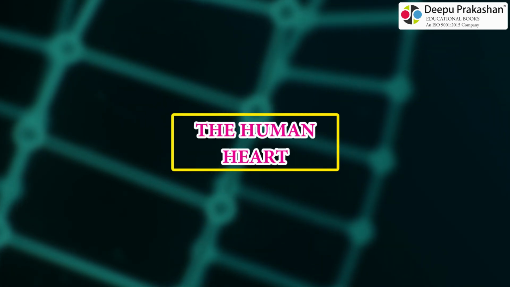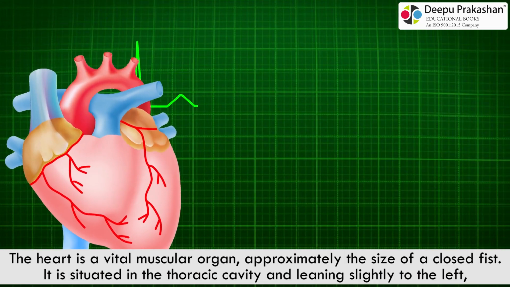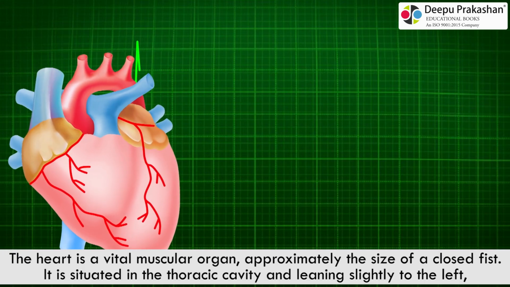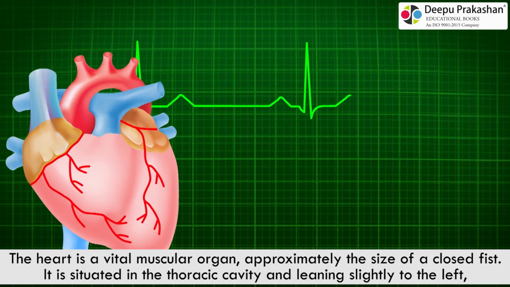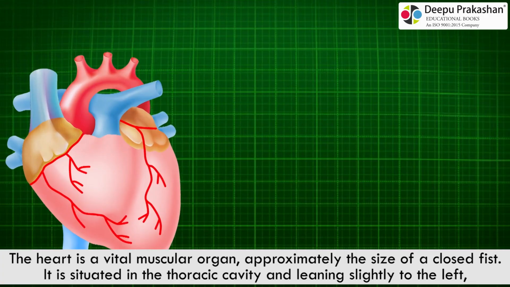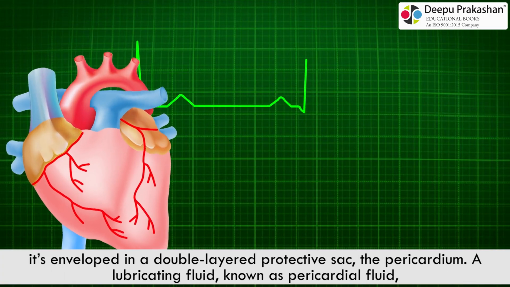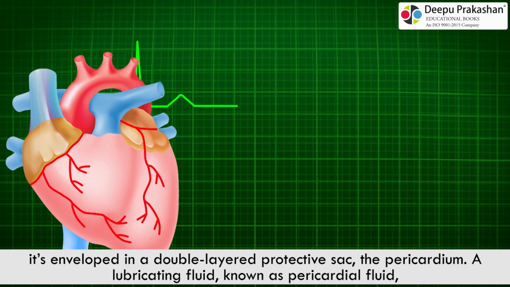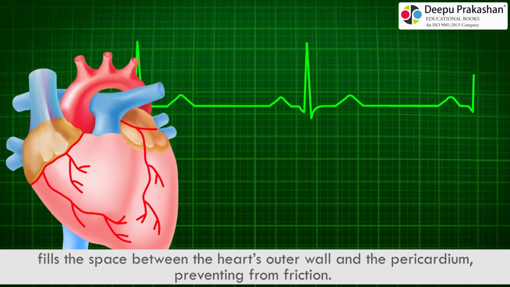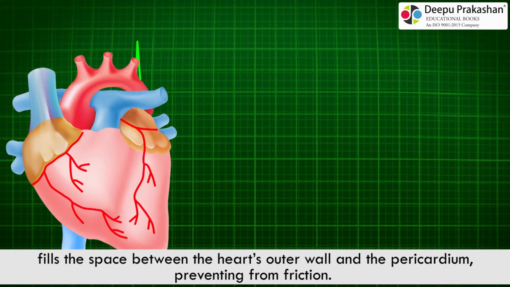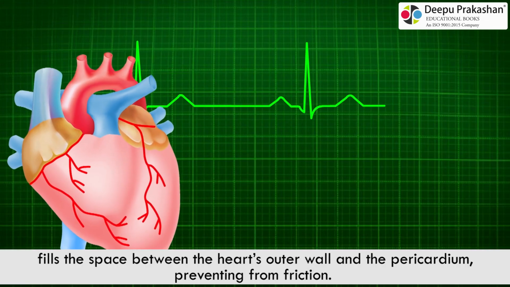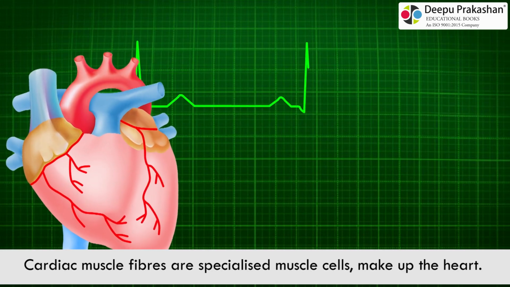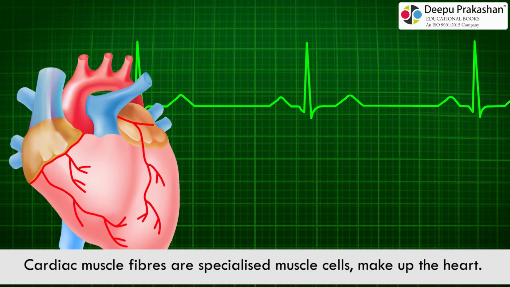The human heart. The heart is a vital muscular organ, approximately the size of a closed fist. It is situated in the thoracic cavity and leaning slightly to the left. It's enveloped in a double-layered protective sac, the pericardium. A lubricating fluid, known as pericardial fluid, fills the space between the heart's outer wall and the pericardium, preventing friction. Cardiac muscle fibers, specialized muscle cells, make up the heart.